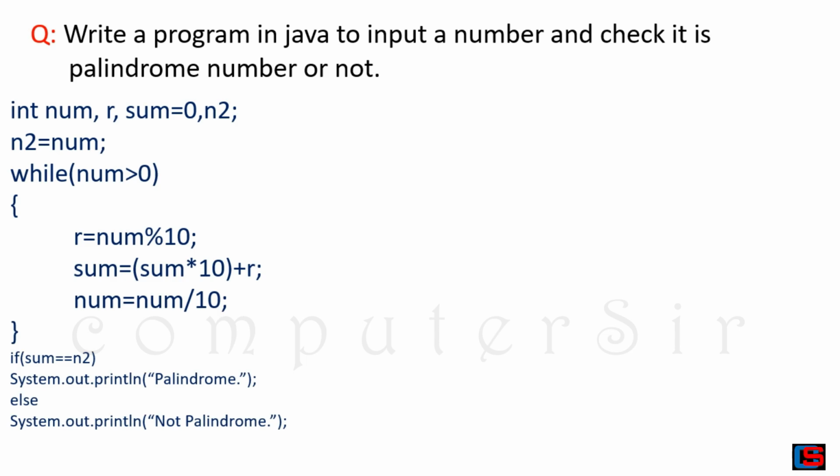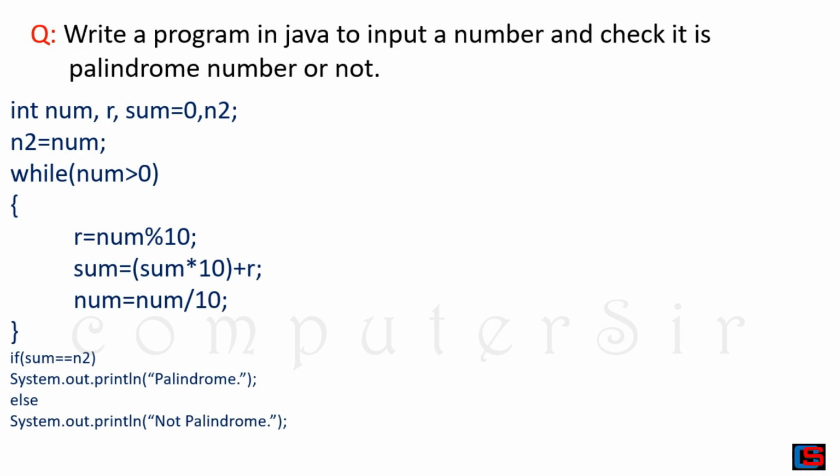By using the while loop, I am using the digit extraction technique. In the digit extraction technique, the digits are generated in the reverse order and each individual digit is stored in the variable r. Then I store the reversed digits in the variable sum. After completing the loop, I compare the sum with n2. If the sum is equal to n2, then it is a palindrome. Otherwise, it is not a palindrome.